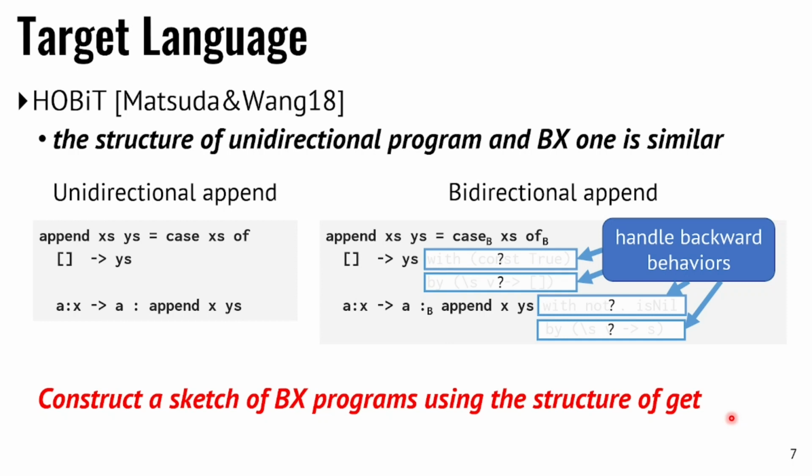And here, a sketch is an incomplete program whose main structure is given, but details are left as holes. For example, the upper right program is a sketch of a BX program, because the main structure is given, but details are left as holes. And by using this technique that constructs a sketch of a BX program, we can focus on the parts that handle backward behaviors.